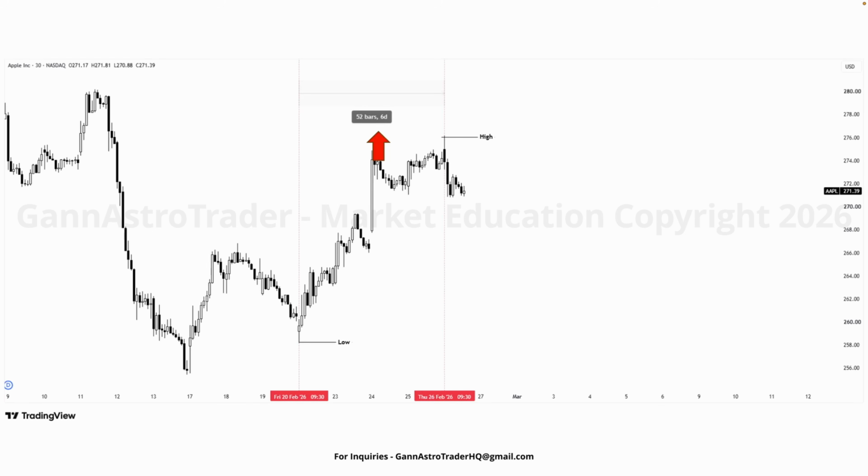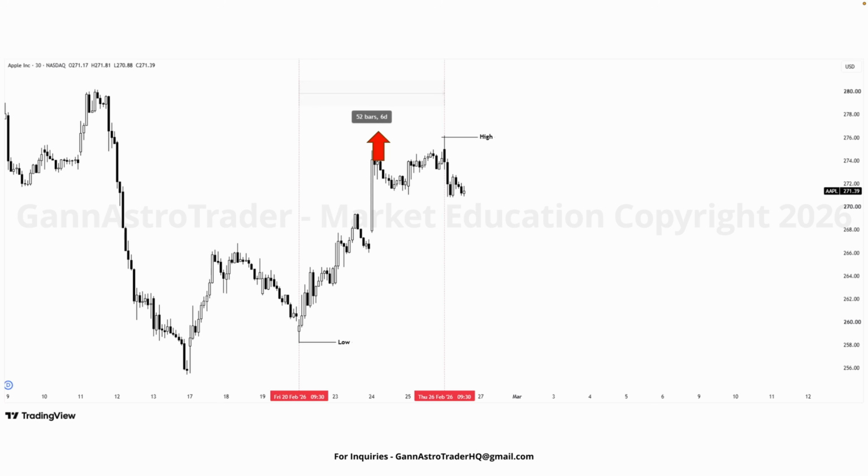Now we measure the time between Friday, February 20th, 2026 at 9:30 in the morning and Thursday, February 26th at 9:30 in the morning. TradingView gives us 52 bars. Keep that number in mind, because 52 is now our key time value.